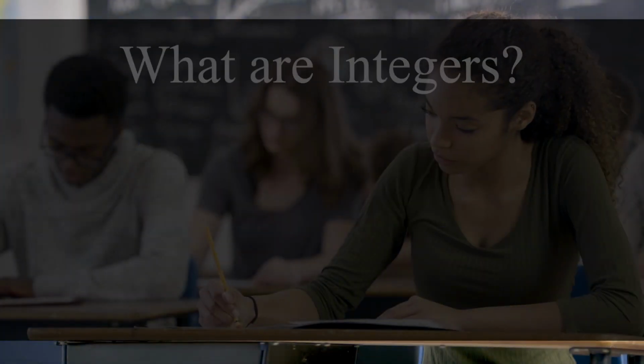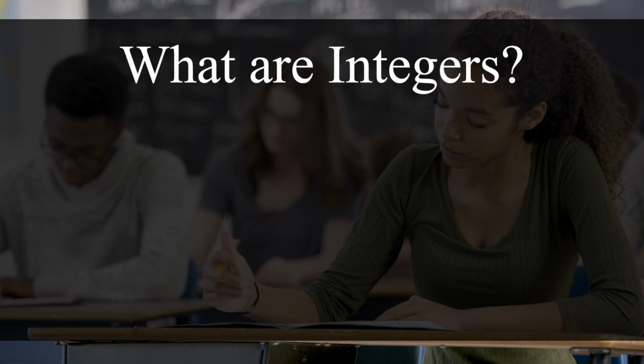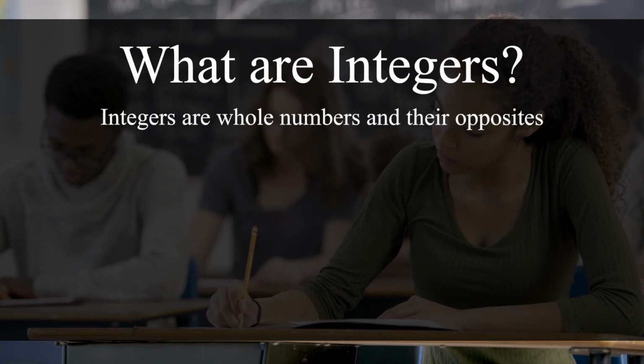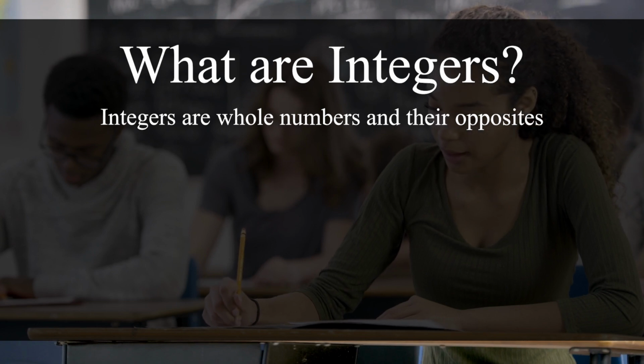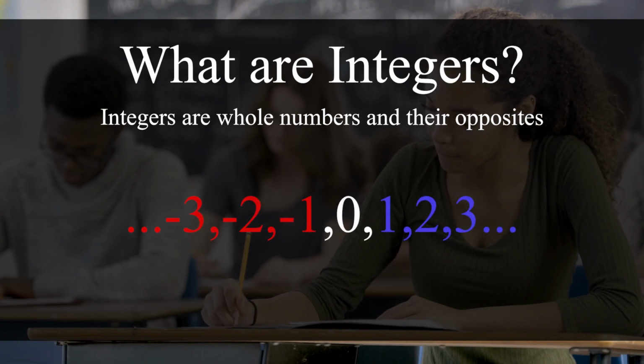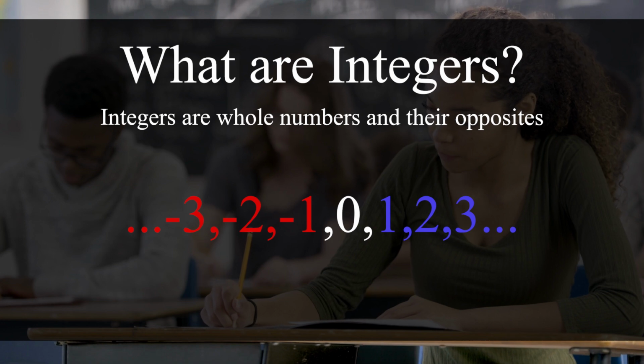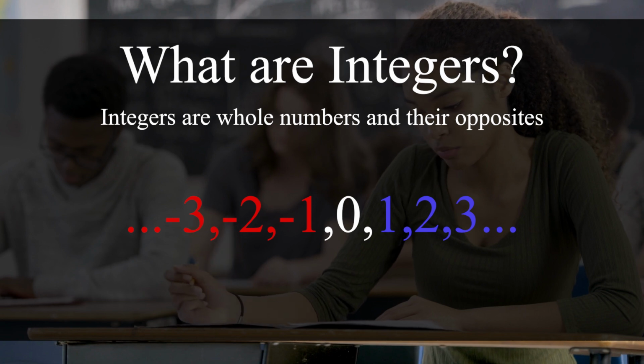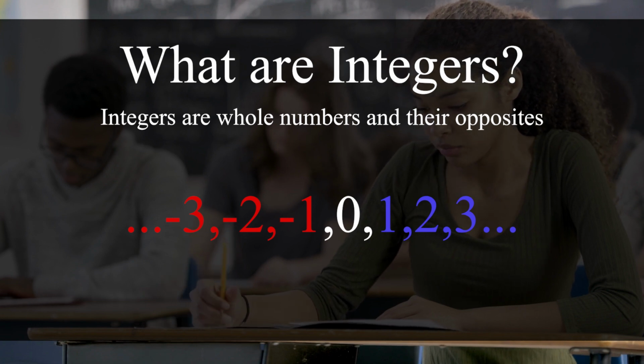So you might be wondering, what are integers? Well, integers are whole numbers and their opposites. An opposite is just changing the sign. So if I have negative numbers and positive numbers, those are going to be opposites of each other. -1 and +1 would be opposites. They're on opposite sides of the number line. And of course, 0 is included in this as well.